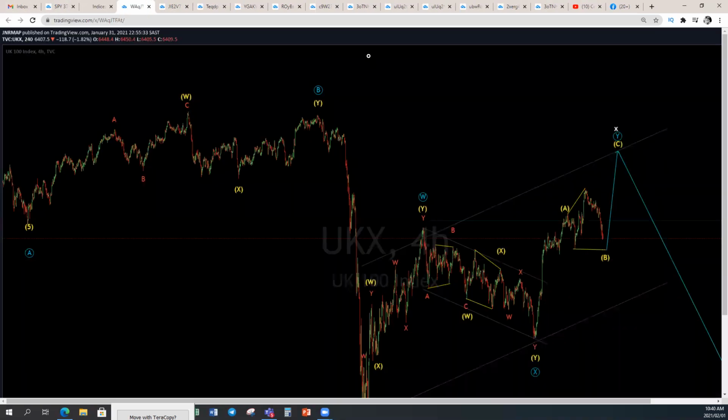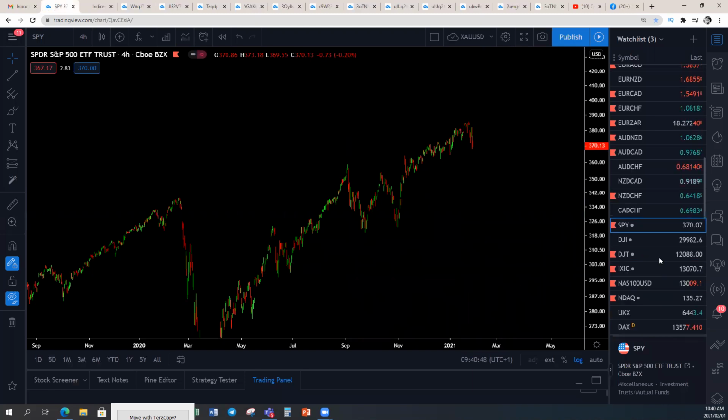UK 100, we are busy making this corrective structure. Is this going to be an expanding flat or a running flat and then we resume to the upside, or has this move ended? We're going to have to watch that. Let's have a look here on the UK 100. So the UK 100.